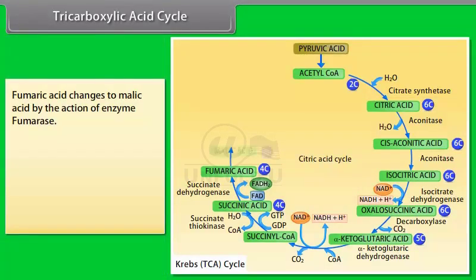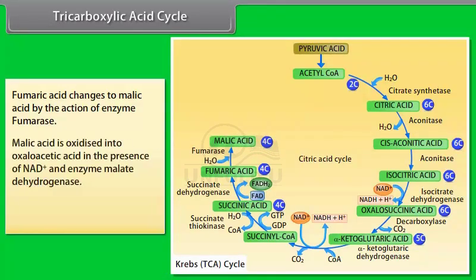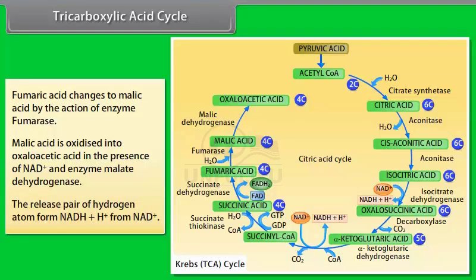Fumaric acid changes to malic acid by the action of enzyme fumarase. Malic acid is oxidized into oxaloacetic acid in the presence of NAD+ and enzyme malate dehydrogenase. The released pair of hydrogen atoms forms NADH + H+ from NAD+. Electron transport system, ETS, and oxidative phosphorylation.